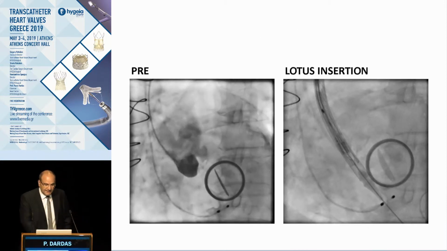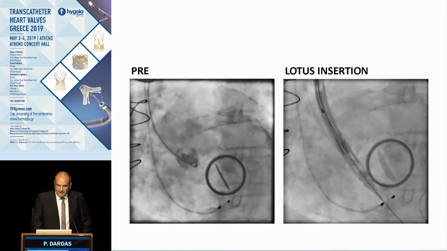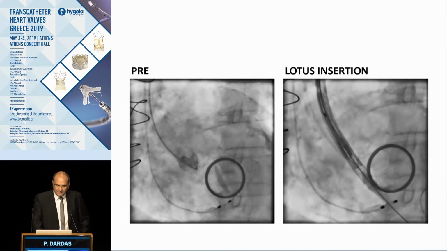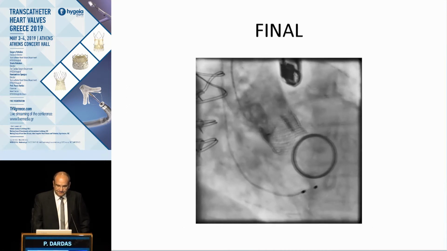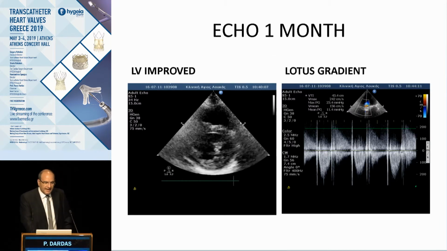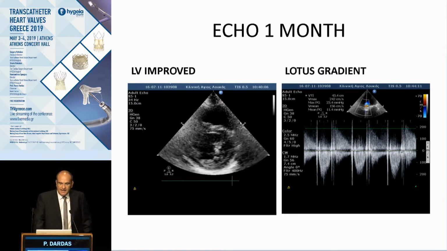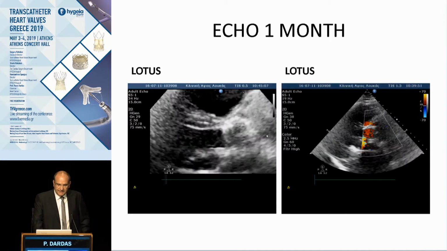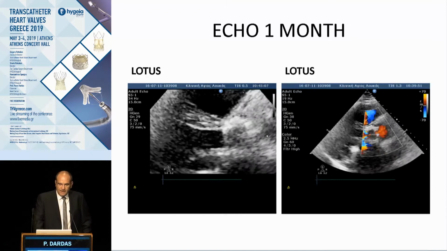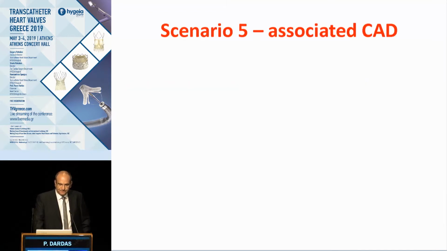And we put a Lotus valve in this case. We had to have a fully recapturable valve. And with a very good result, and also the LV improved considerably after the procedure, and this is the appearance of the valve, no aortic regurgitation.